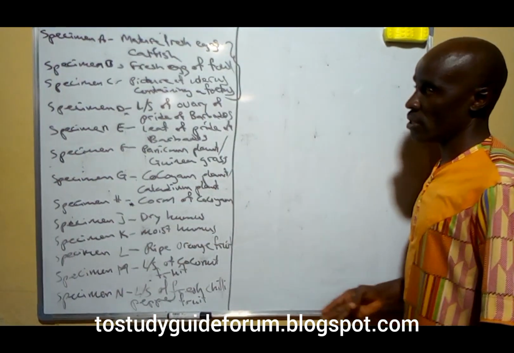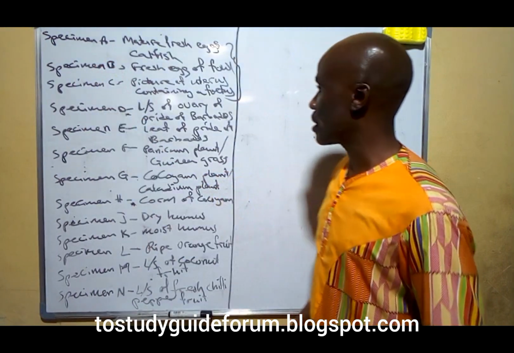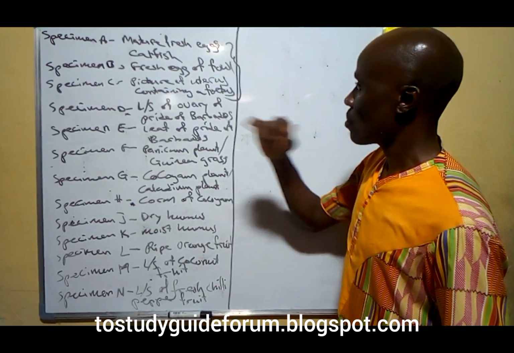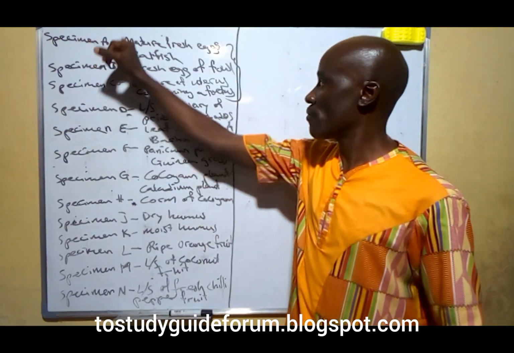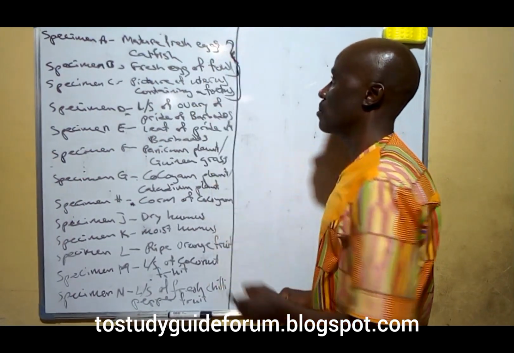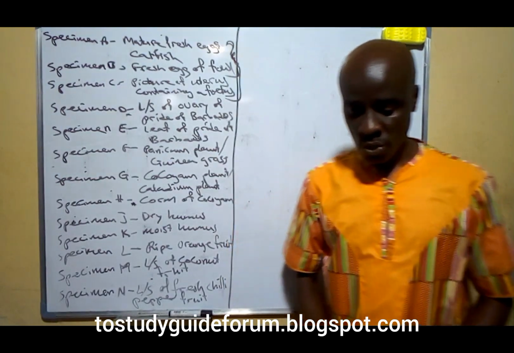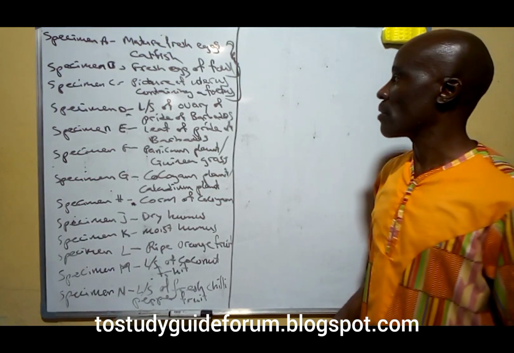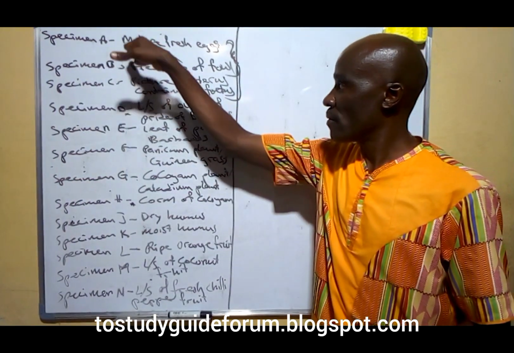So the shell itself serves as a kind of protection. These are some of the things you should also expect here. Another thing you should note is that these two have something in common. They lay eggs, and that is what we call oviparous. Oviparous means they lay eggs. They have that in common.